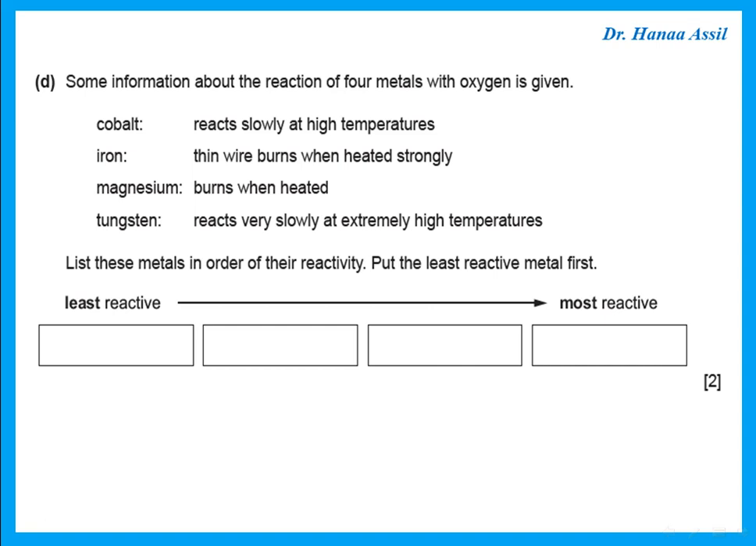I have cobalt reacts slowly. Iron burns when heated strongly. Magnesium burns when heated, so I don't need to heat it strongly. Tungsten reacts very slowly. So which one is least reactive? I have reacts slowly and reacts very slowly. So the one that reacts very slowly is the least reactive. Then the one that reacts slowly. And then the one that burns when heated strongly. And then the one that burns when just heated, immediately it will burn. That will be the most reactive. Okay?